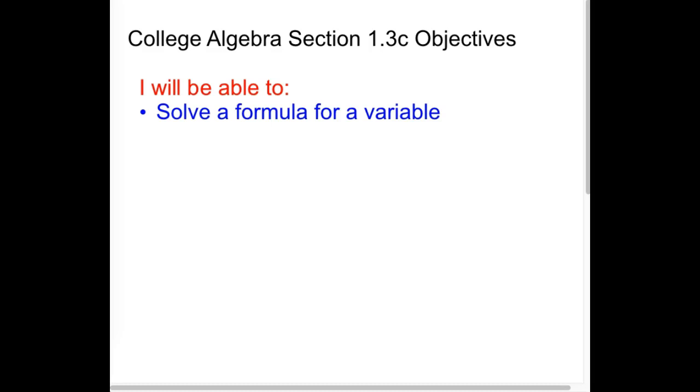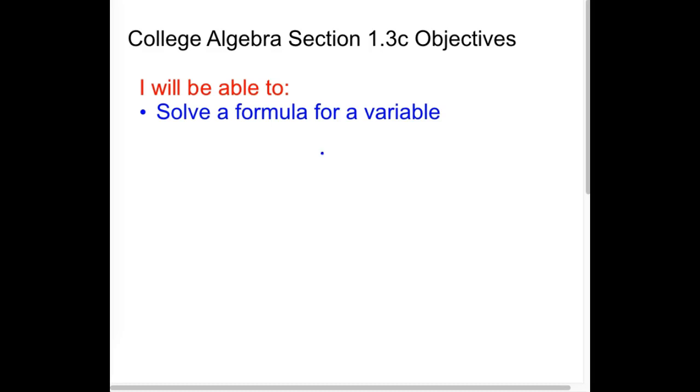Our topic today is we're still solving equations, but they're different equations. These ones we call literal equations. They're basically formulas. So instead of solving this formula and getting an answer like x equals 5, we're just going to get a new formula. Okay?